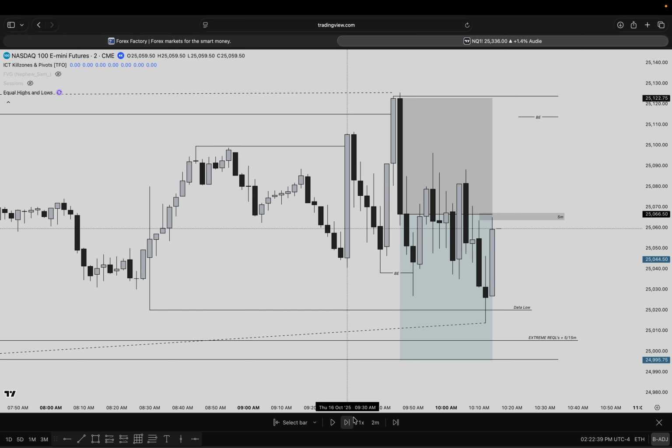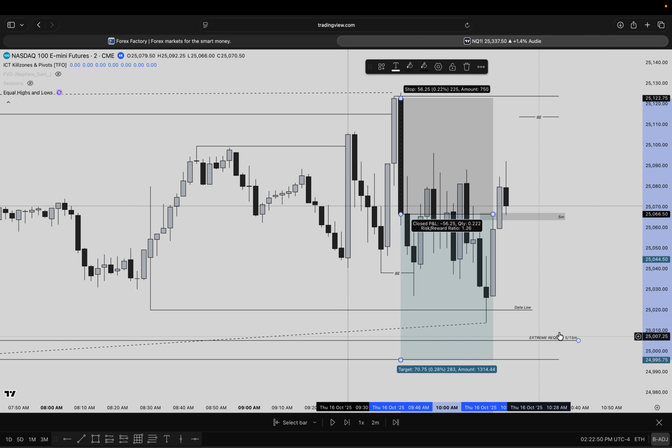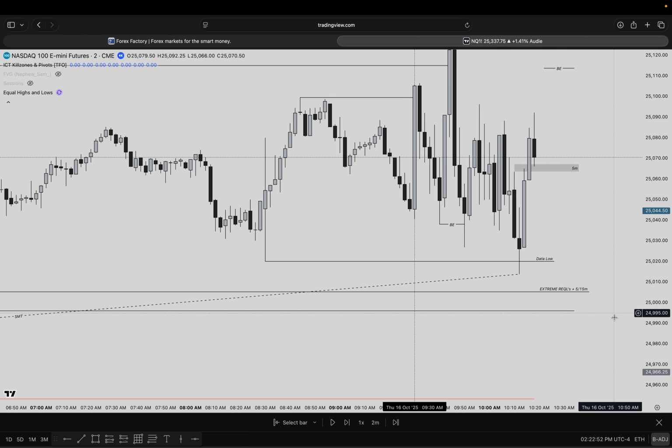But this trade, yeah, this was chop. This was chop central. We ended up smacking the data lows. We didn't hit these extreme, relatively equal lows. So this is a break-even trade. But what else was I gonna say?